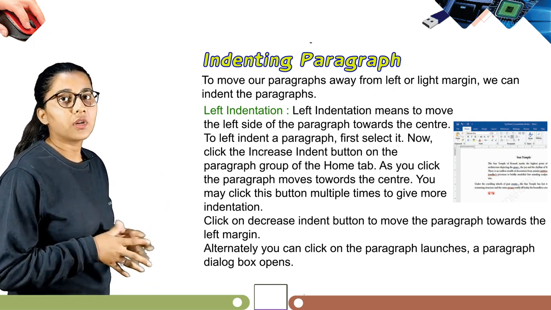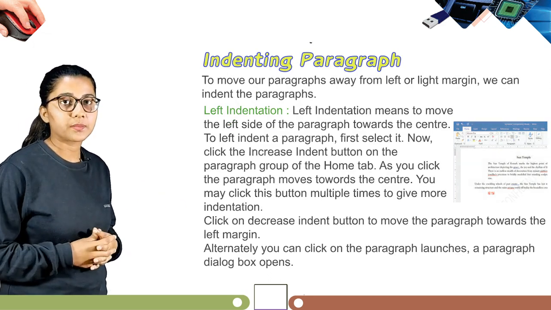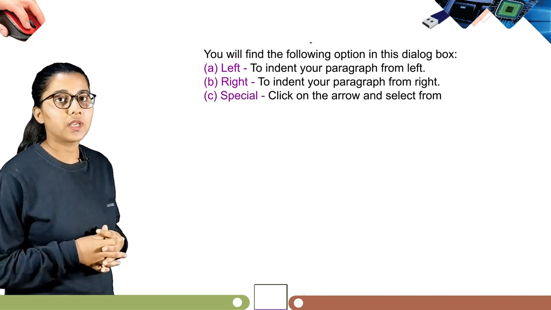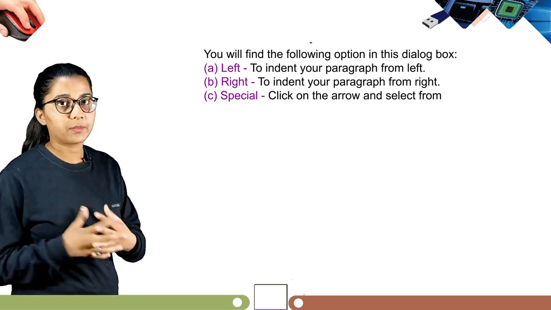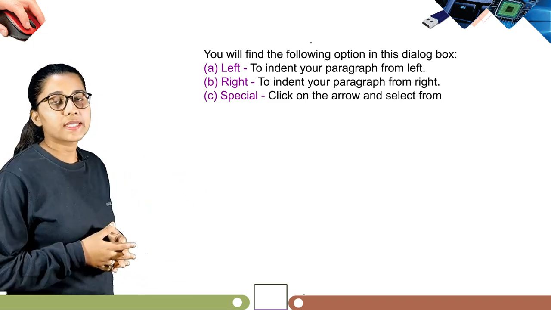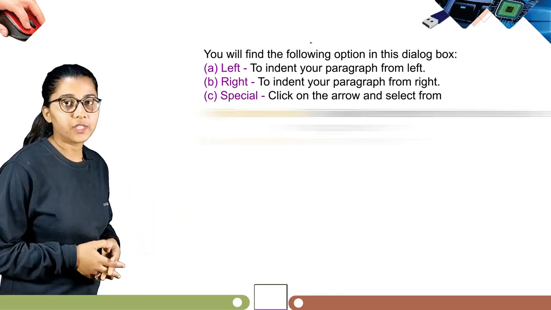Alternately, you can click on the paragraph launcher. A paragraph dialog box opens. You will find the following options in the dialog box. A. Left, to indent your paragraph from left. B. Right, to indent your paragraph from right. C. Special, click on the arrow and select from.